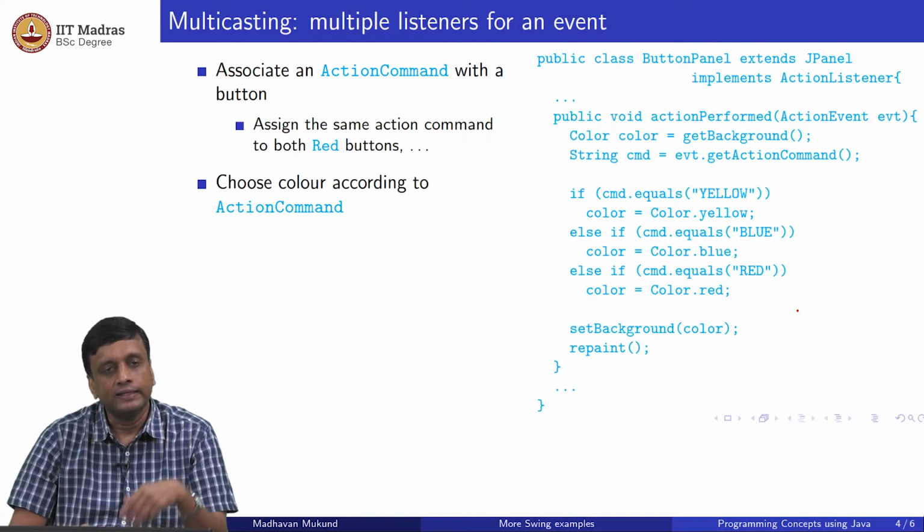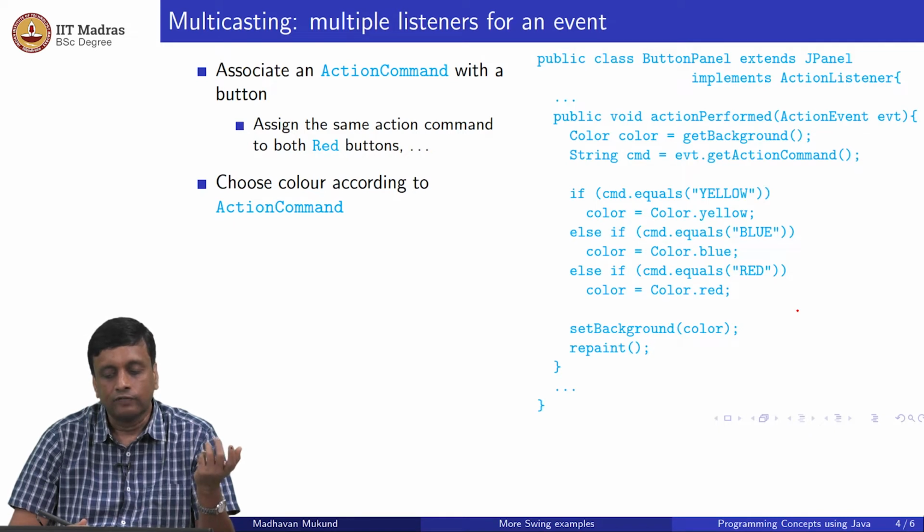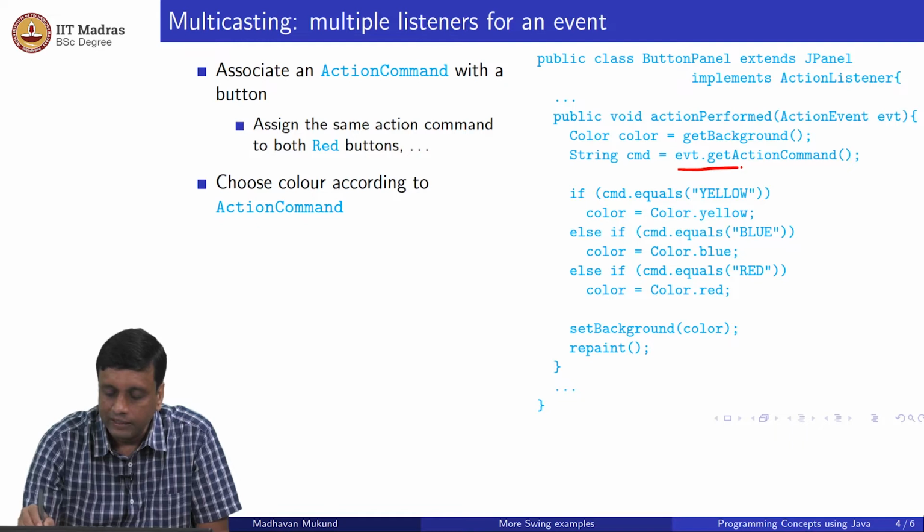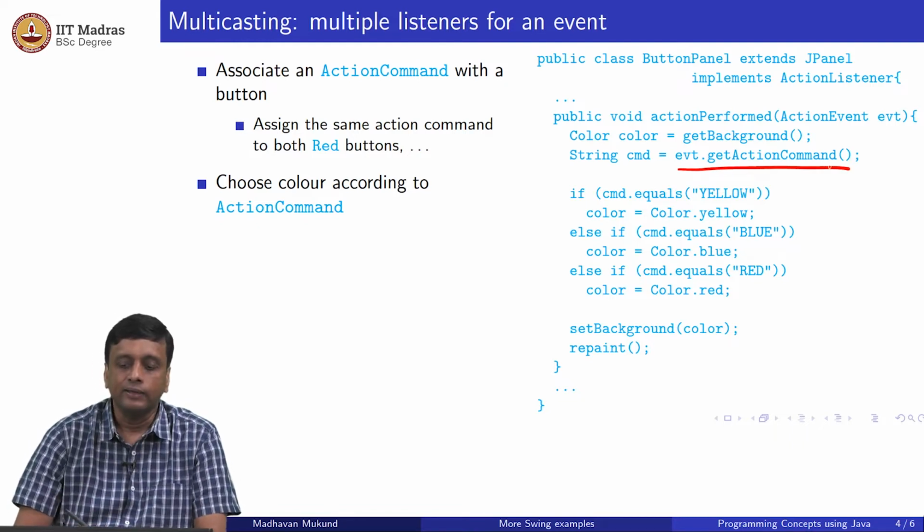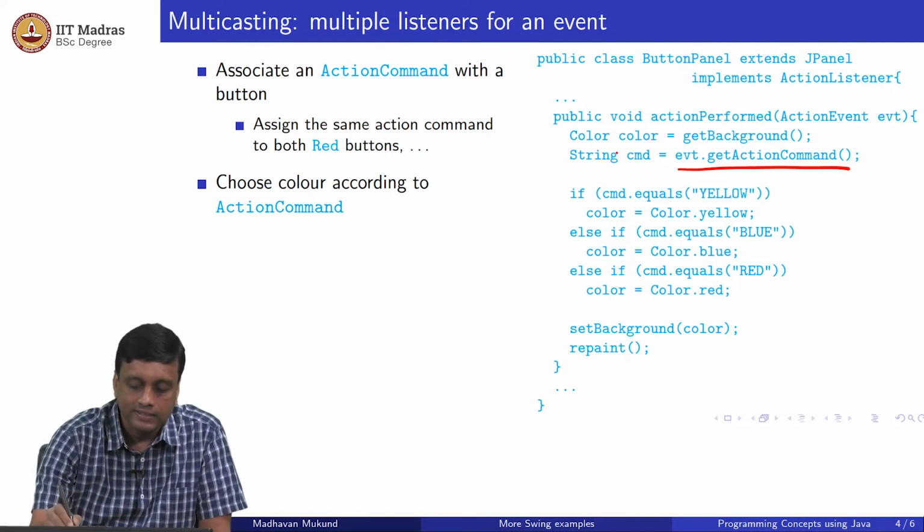So now if I look at the other side, the actionPerformed method, instead of asking for the source as we did before, we will say from the event which I just received, give me the action command, and this is a string.